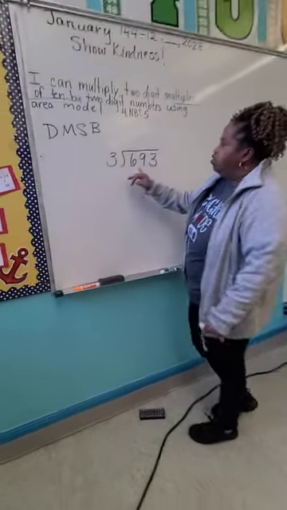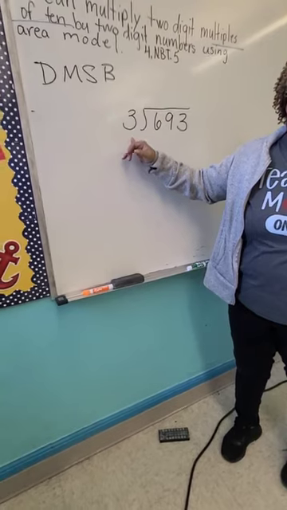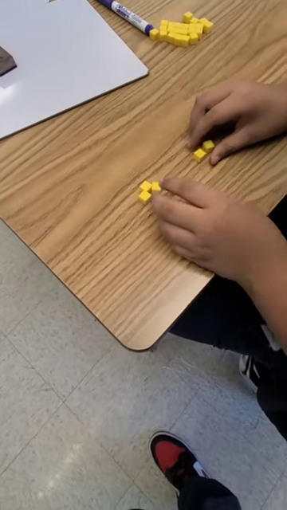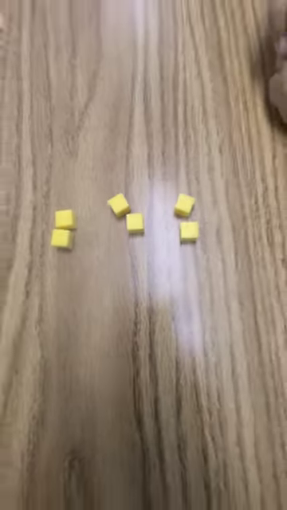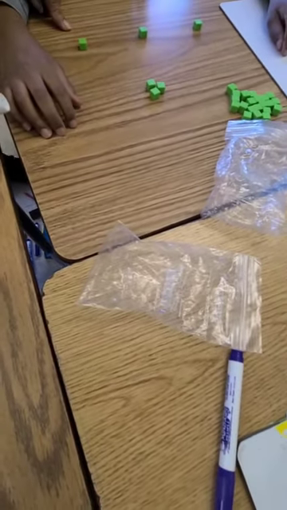693 divided by 3. All right, we have 600, so we have 600 divided by 3. Go ahead and get your 6. Okay, good job. Take this 6 and make three groups. We have one group, another group, and three groups. We have three groups, correct?